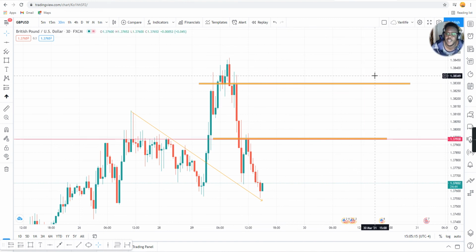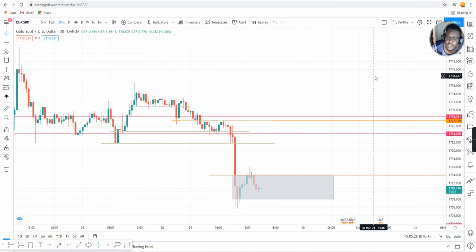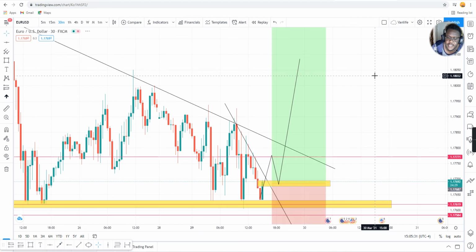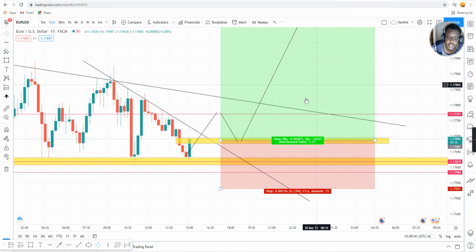But for now, this is the analysis I'm looking at for the Asian session. But I am most interested right now in EURUSD. This is what I am most interested in right now. Once price can give me what I want here, break and retest here, I am going to take a long position back up.